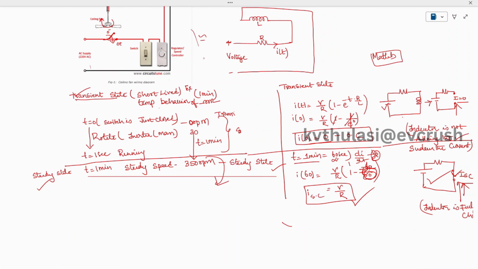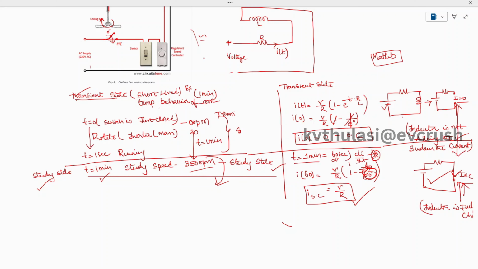At the transient state, the switch is closed, and for a short time of 1 minute the fan slowly rotates and comes to steady state. Steady state is running with a constant speed. At the time of 1 minute, it is under steady state. Here also, as soon as you give the supply to our inductor, it will first reject. It will say that I cannot suddenly accept this sudden flow of current, so it will make the current I equal to 0.